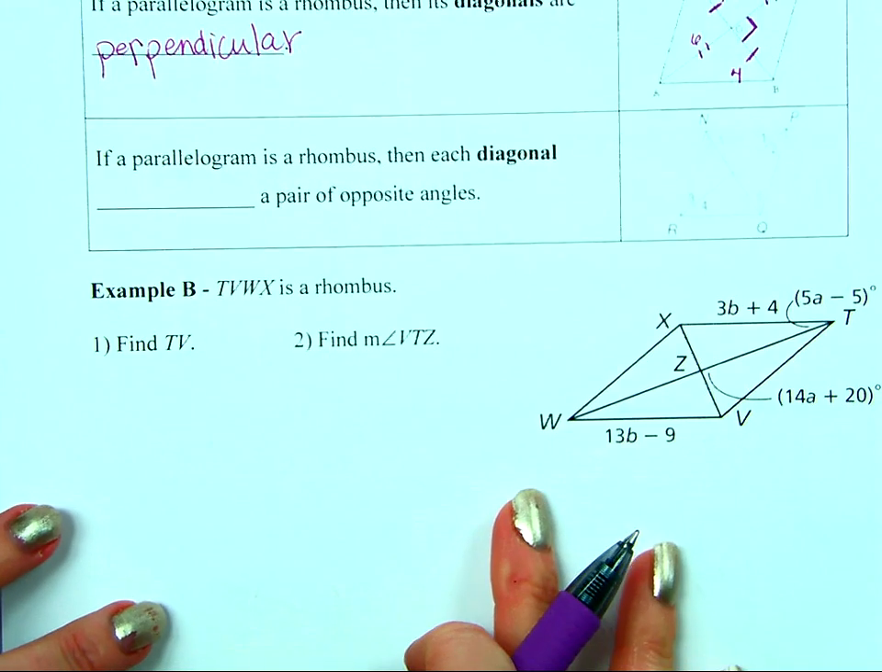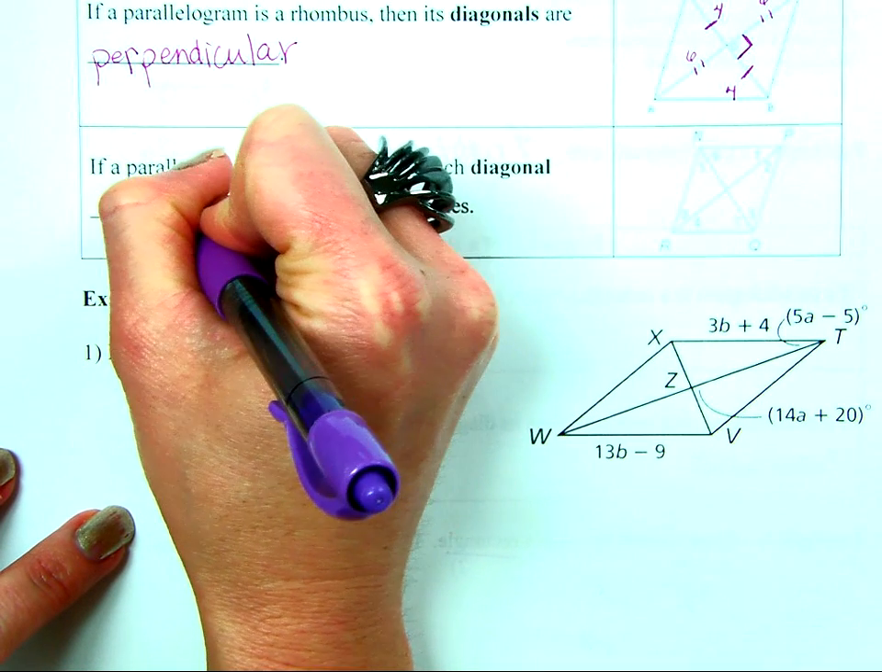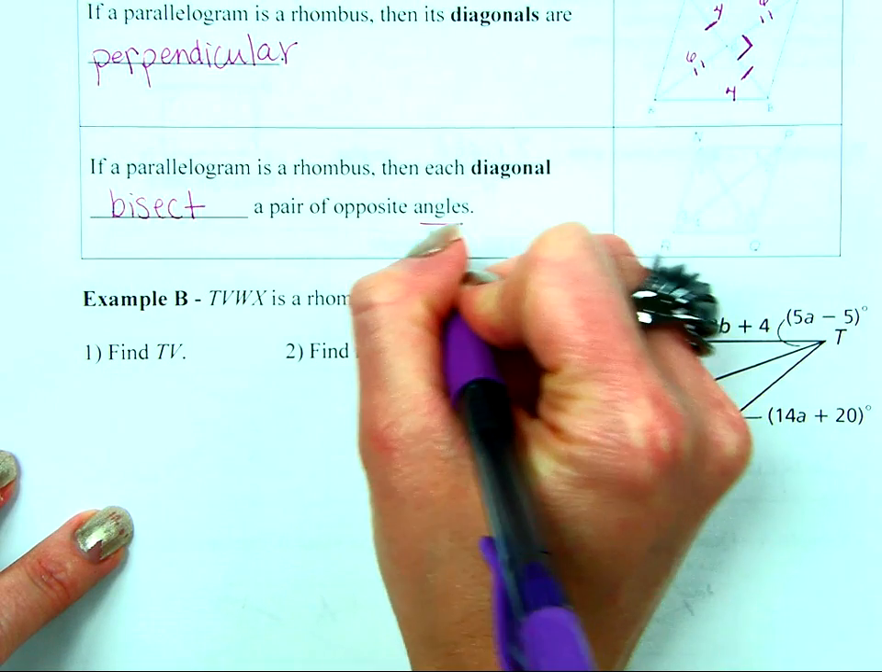Not only do the diagonals meet at 90 degrees, but they also bisect the angles.